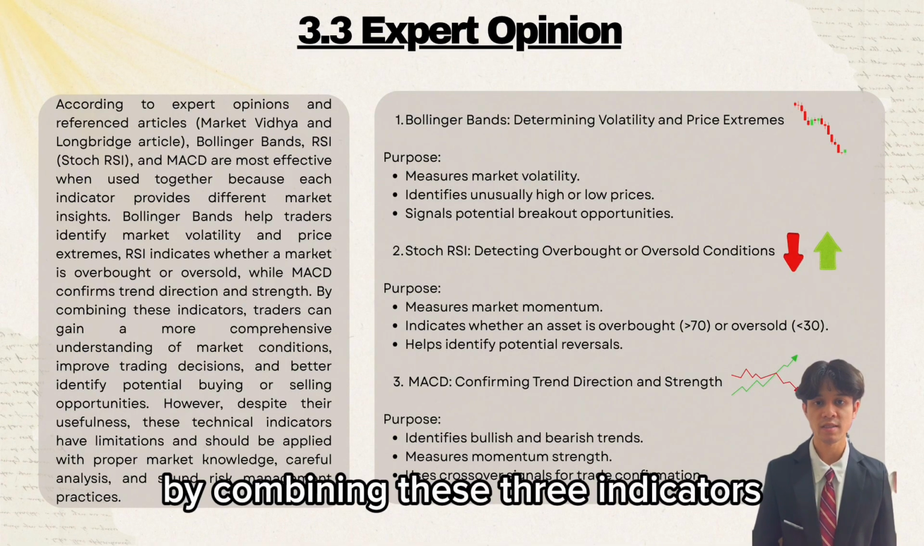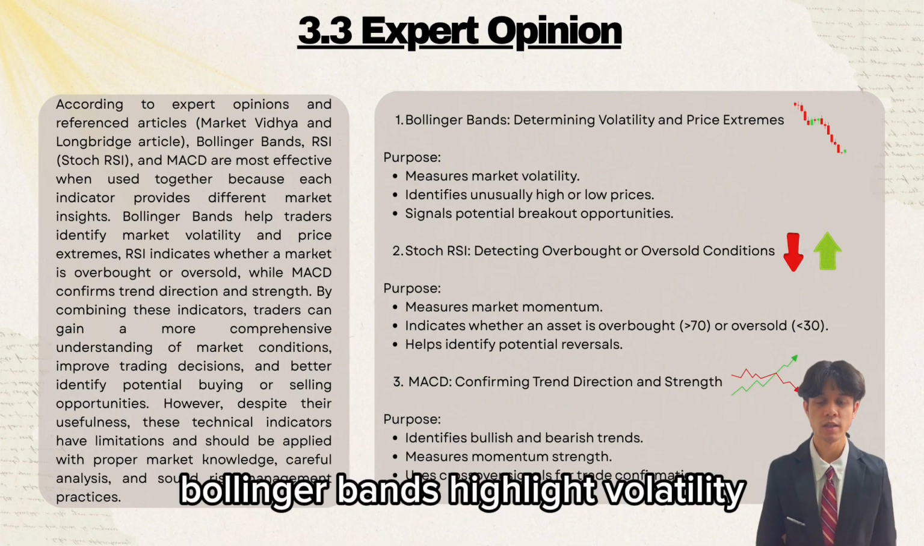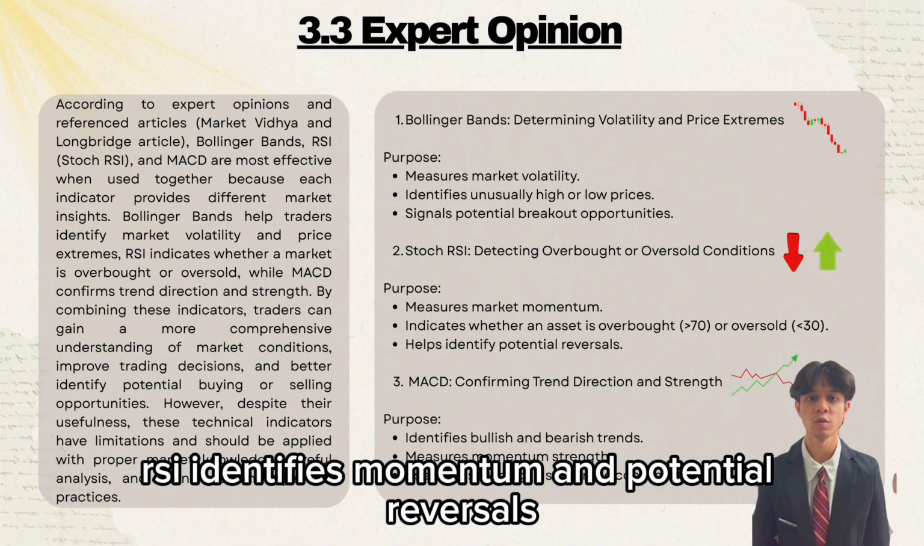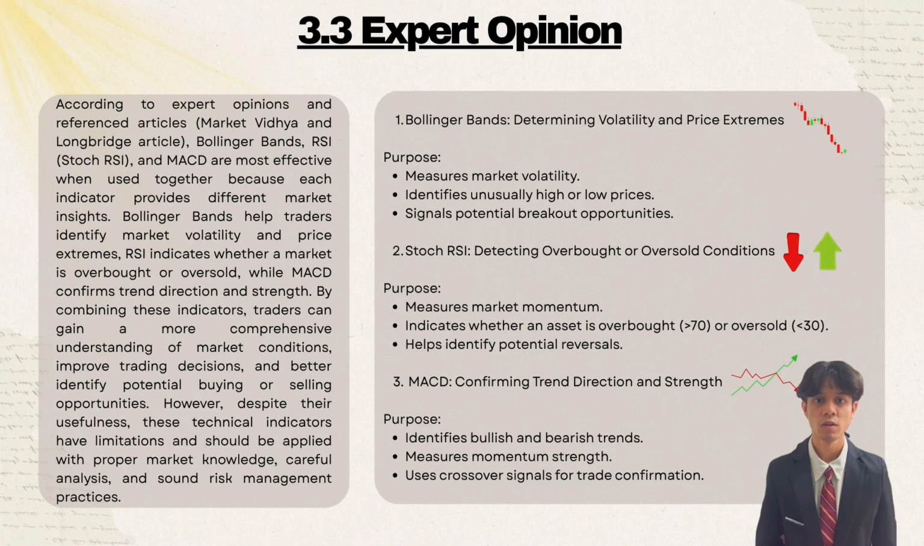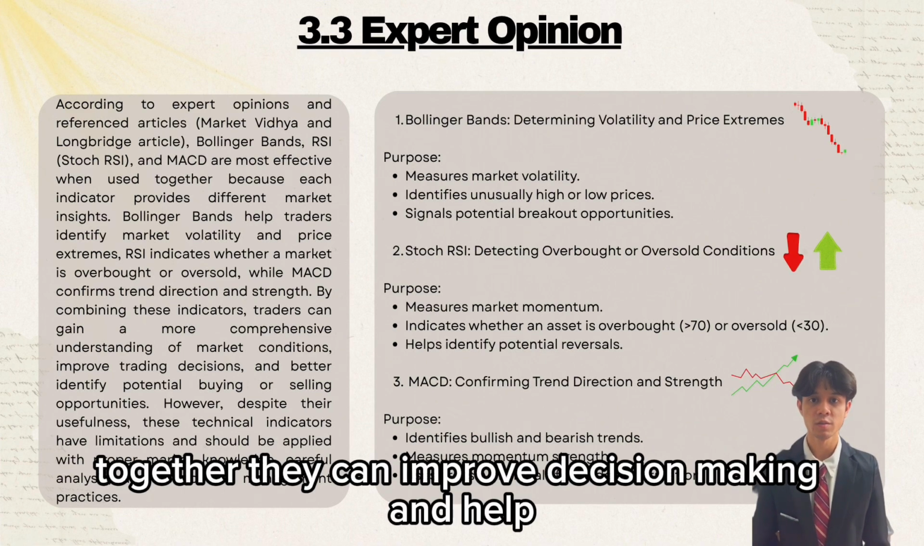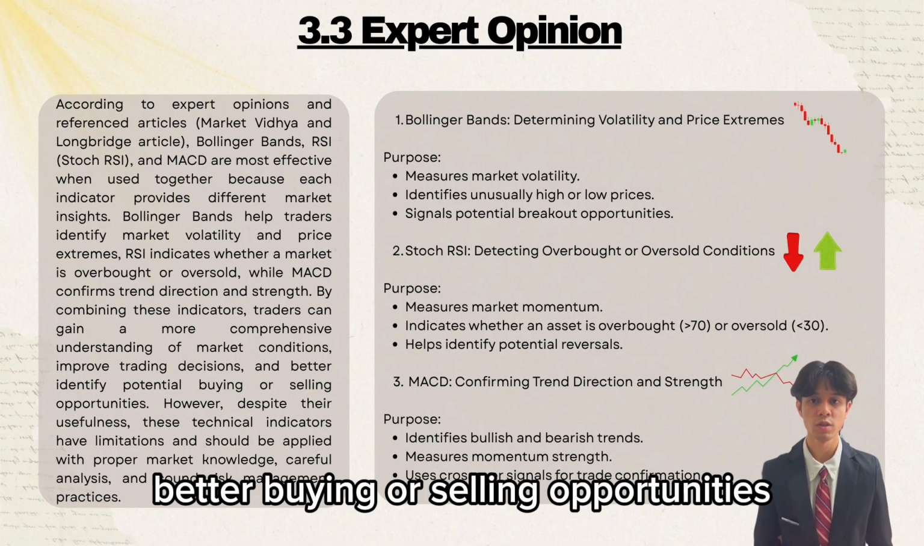By combining these three indicators, traders gain a more complete view of the market. Bollinger Bands highlight volatility, RSI identifies momentum and potential reversals, and MACD confirms the trend. Together, they can improve decision making and help traders identify better buying or selling opportunities.